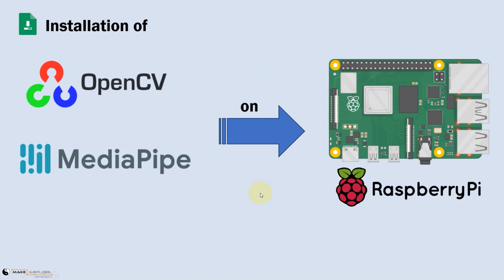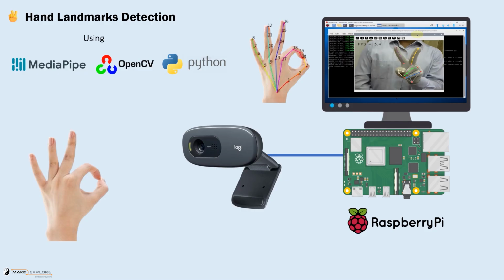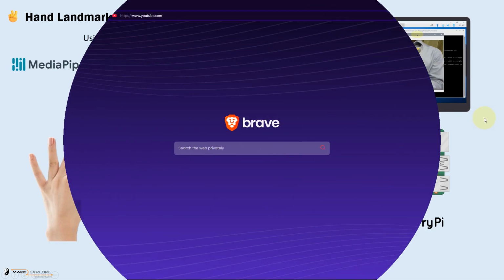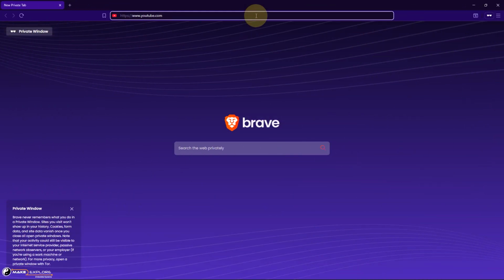So in this way, we have seen how to install the MediaPipe Python framework on Raspberry Pi. In our upcoming content, we will see more projects based on this setup.